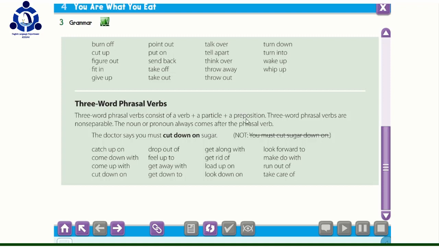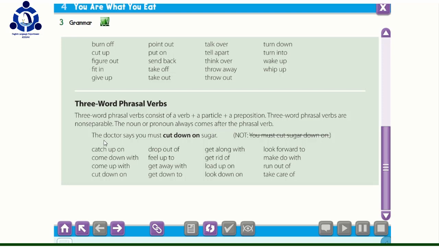Now you have another option in the three-word phrasal verbs to add a preposition also. So you have a verb, a particle, a preposition. These are three words. Okay, what is so special about the three-word phrasal verbs? So three-word phrasal verbs are non-separable. They are only non-separable. You cannot separate them, okay? So the noun or pronoun always comes after the phrasal verb in the three-word phrasal verbs. A noun or a pronoun always comes after, okay?